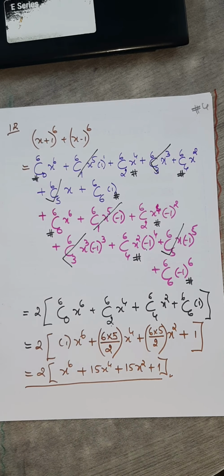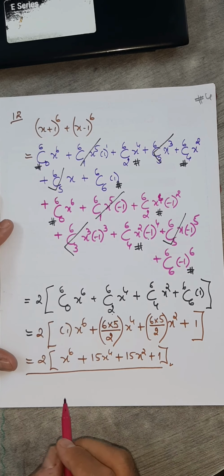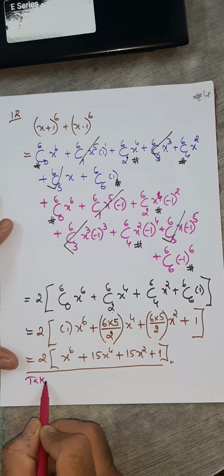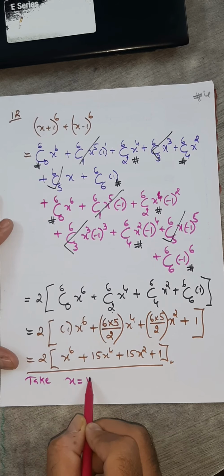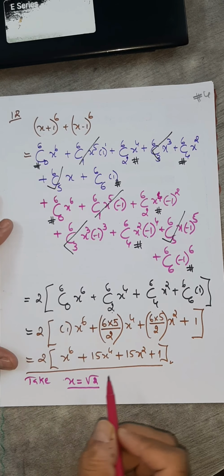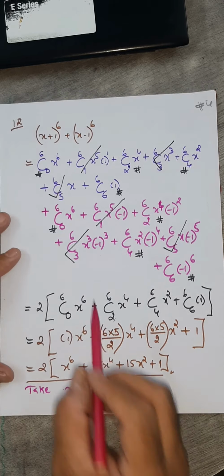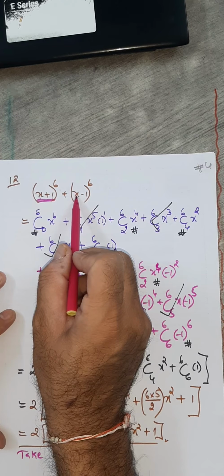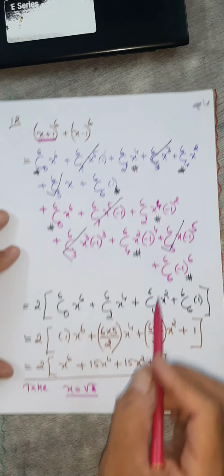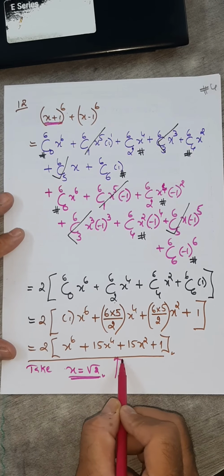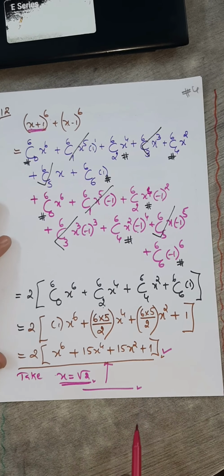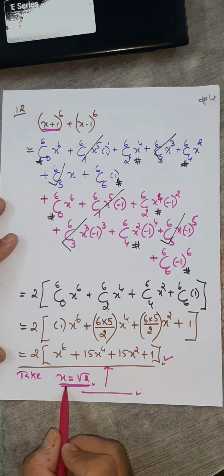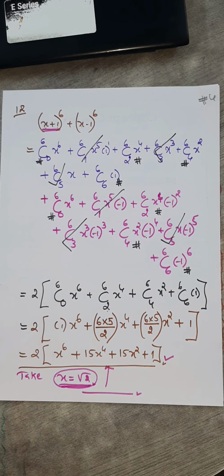And now with the help of this, you can just calculate the value of that expression. Which expression? Root 2 plus 1 whole raised to 6. So take x equals to what? Root 2, right? Plus 1 is already there. Root 2 plus 1, right? Just look at here. Root 2 plus 1 whole raised to 6, root 2 minus 1 whole raised to 6. So just take x equals to root 2 in this expression. So you'll get the value of the final expression. Simplify this. Now that much you can do.